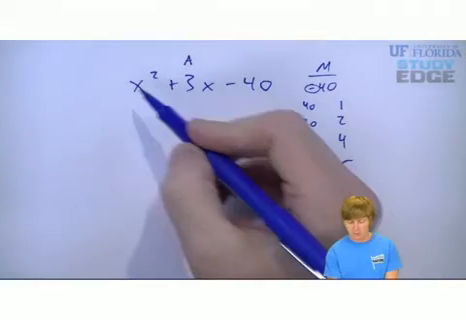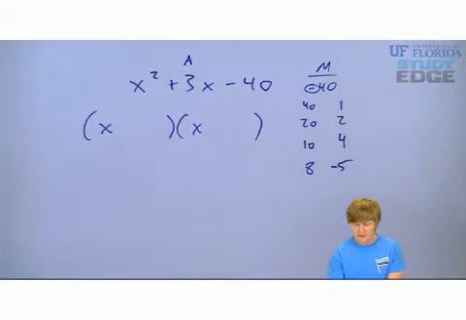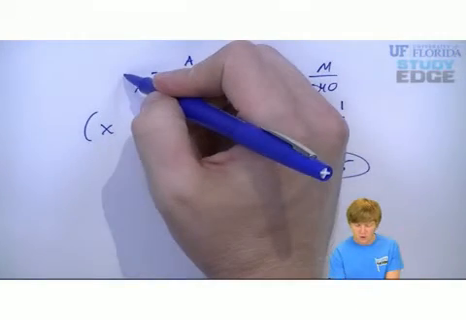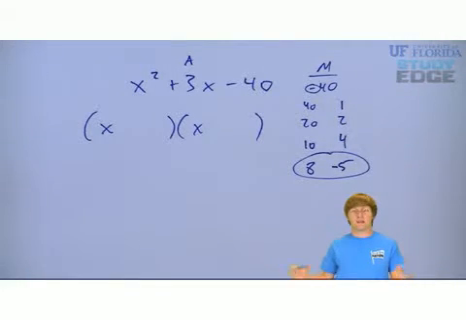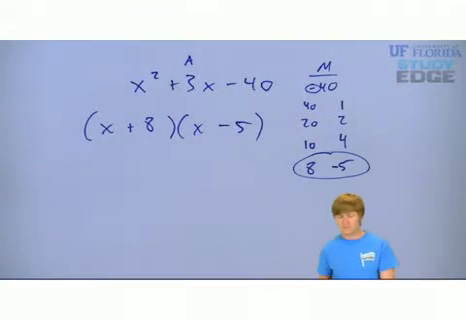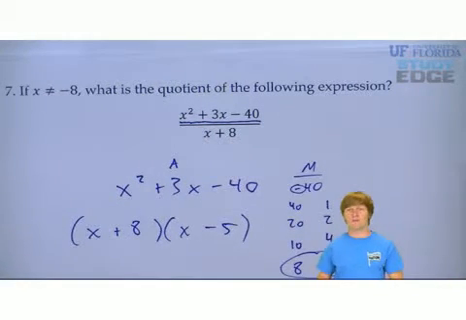Since I have just a 1 out in front of my x squared term, I know I'm going to have x, and then my two numbers are the two numbers that I just found. I'm going to have x plus 8 and x minus 5. So now I've factored the numerator for my expression.